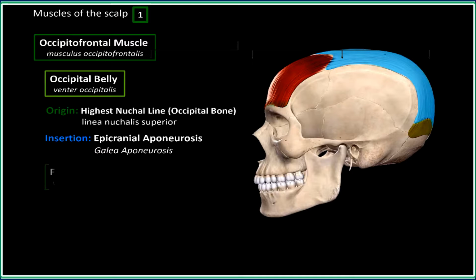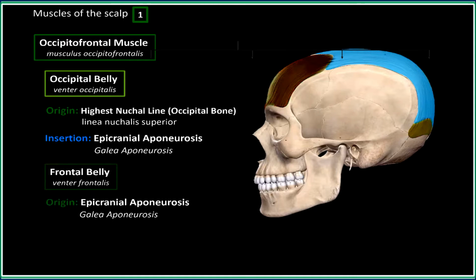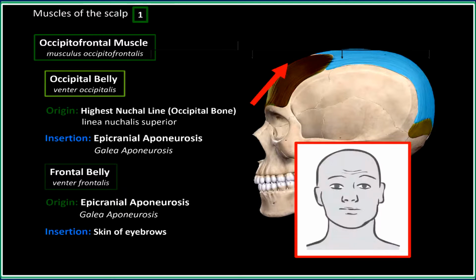Then, more anteriorly, you will find the frontal belly, which originates from the epicranial aponeurosis and inserts at the skin of the eyebrow. The function of this muscle is to pull the skin of the forehead up, forming horizontal lines on the forehead, as you see here. And the occipital belly's main function is really stabilizing the aponeurosis and tensing it.